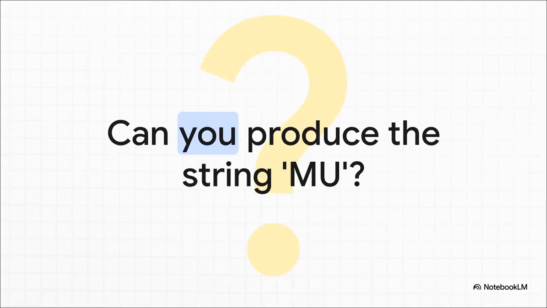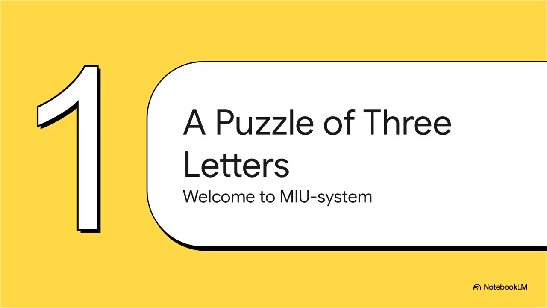Okay, so here it is, the big question right up front for you. Can you produce the string MU? All you have to do is start with the letters MI and follow a couple of simple rules. Sounds easy enough, doesn't it? How hard could it be? Well, let's find out. To even try to solve this, we have to step into this little, self-contained universe.